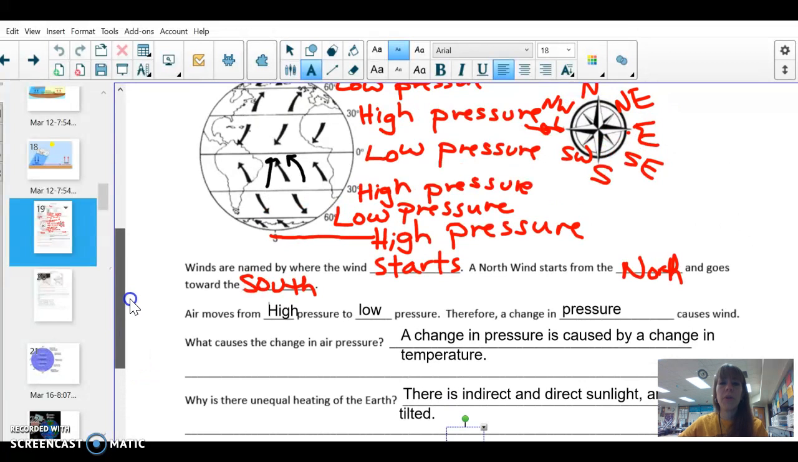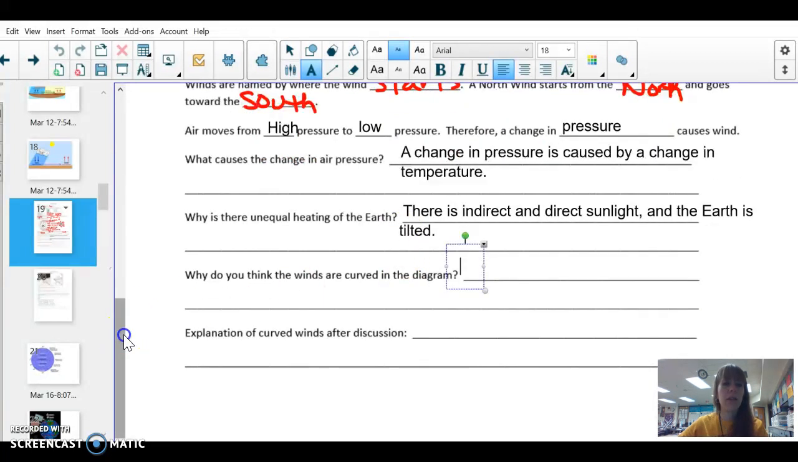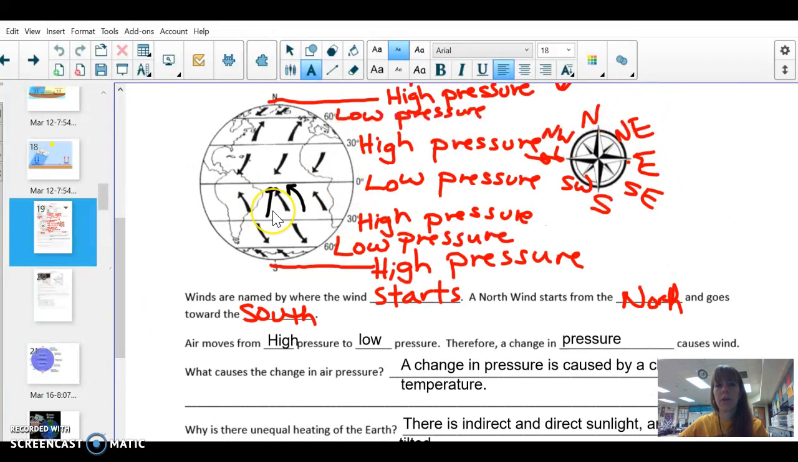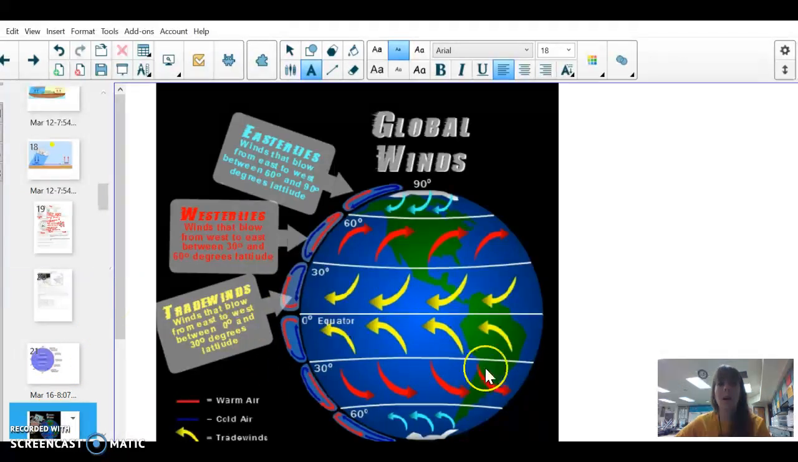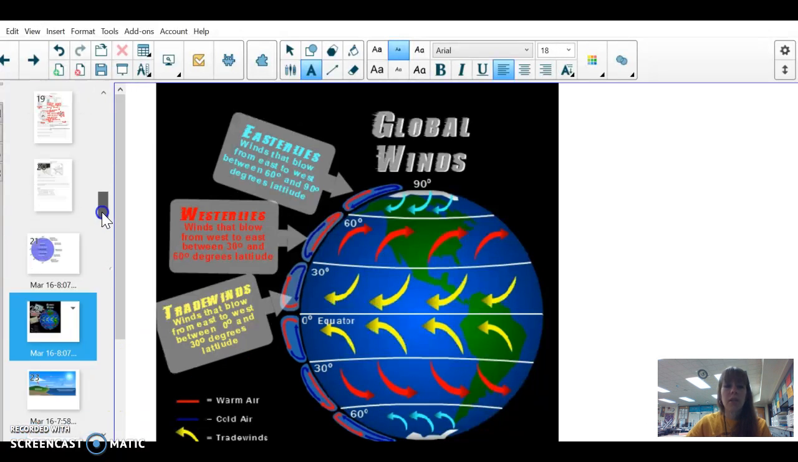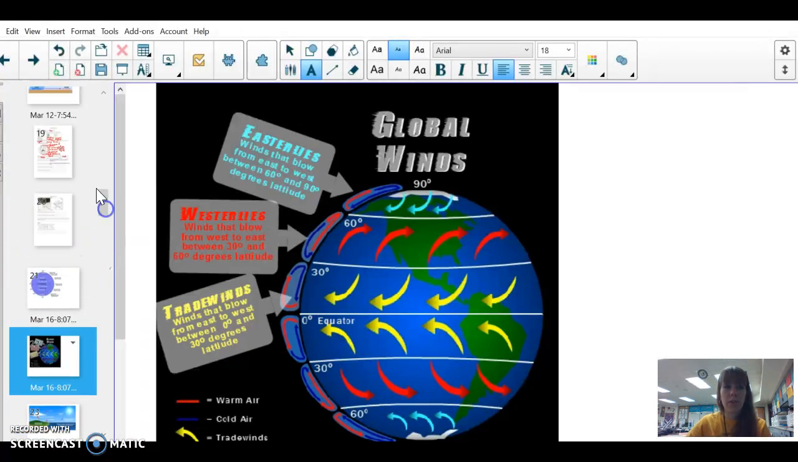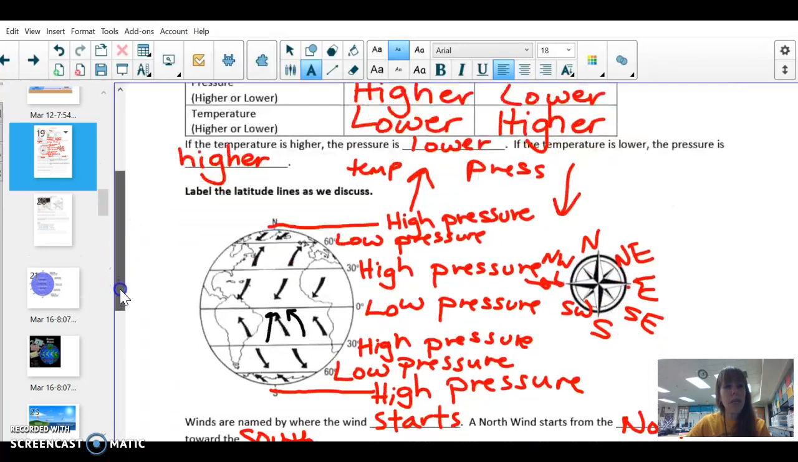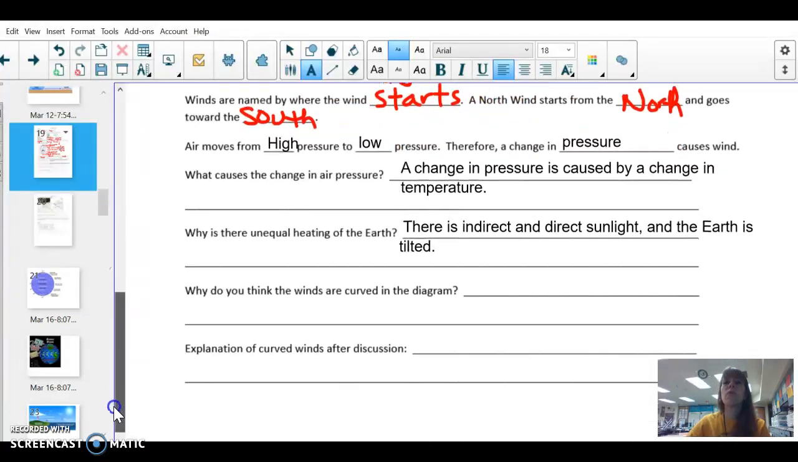All right, so you should be now played. You should have this part filled in. So let's look at this part here. Why is it that the winds curve? Well, our Earth isn't still. Our Earth is constantly moving. Remember, we revolve. That's where we go around the sun. And we also rotate. We spin. The spinning causes us to have curved winds. If the Earth did not rotate, the winds would not be curved. And this is called the Coriolis effect.